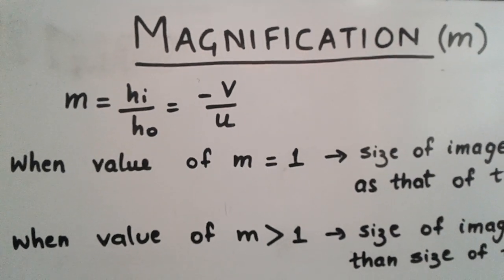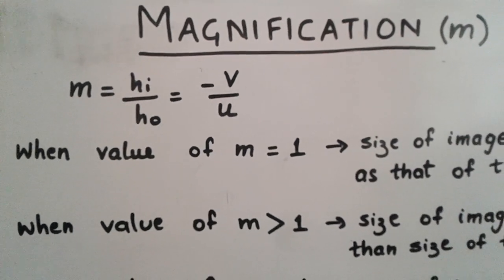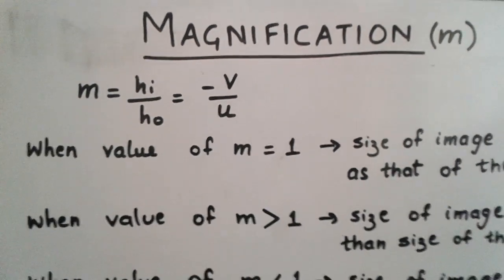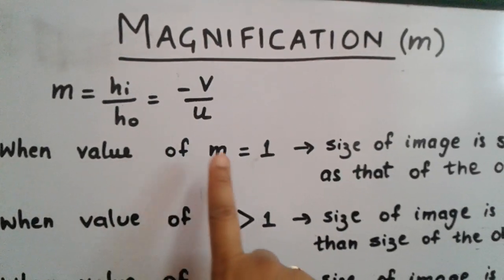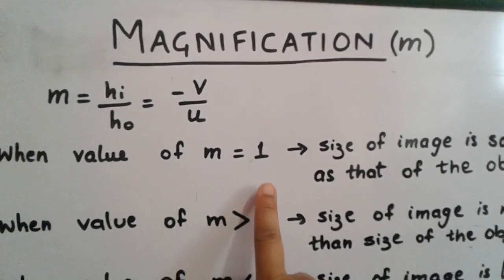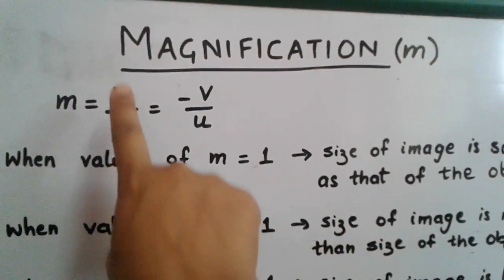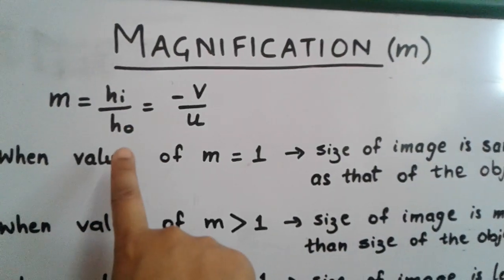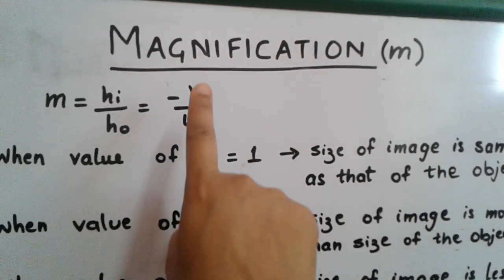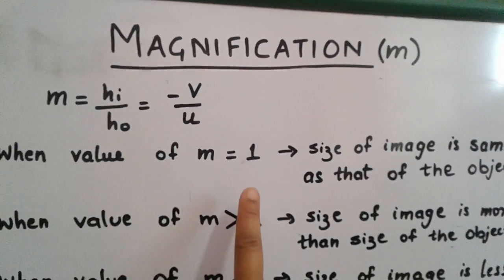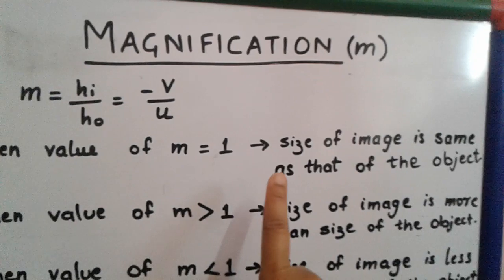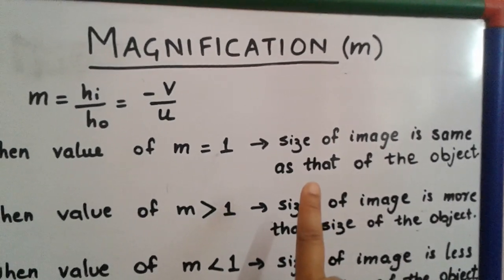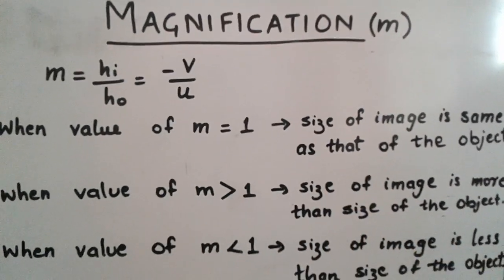Here I have written that when the value of m is equal to 1, that means when the magnification value after calculating Hi by Ho or minus V by U comes out to be 1, then it means that the size of the image is the same as that of the object.